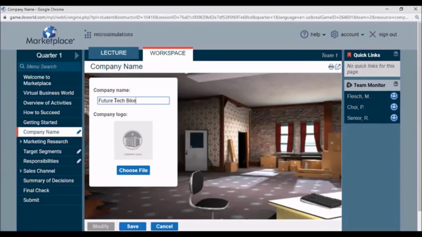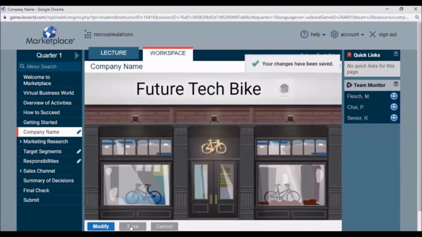That's great that we are agreeing on this Future Tech Bike. So as I go to the company name, I just click modify and then write the company name here and go to the save button. And our company name is Future Tech Bike. Looks great. Thank you, Bindu.